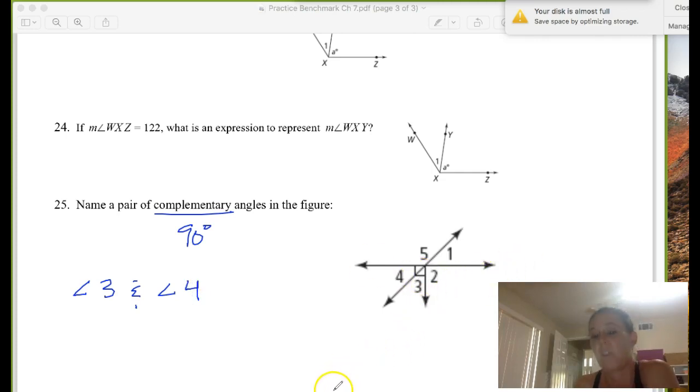Now, if they ask me for two supplementaries, I could go, well, 4 and 5 because they make up a line. I could go 1 and 5 make up a line. Now, ask for a pair, so I couldn't go 4, 3, 2 because that's 3 angles. That's not a pair. So I'd have to go 1 and 5 or 4 and 5. All right.